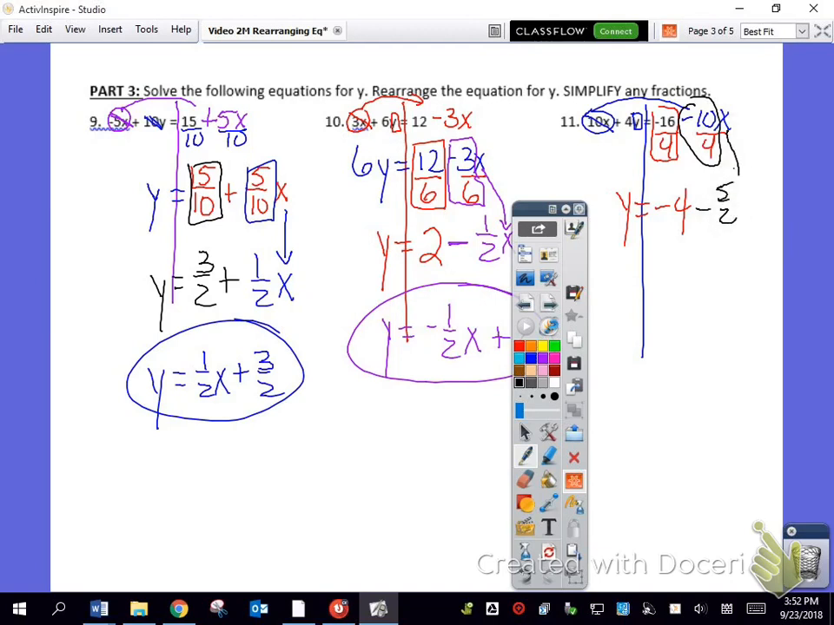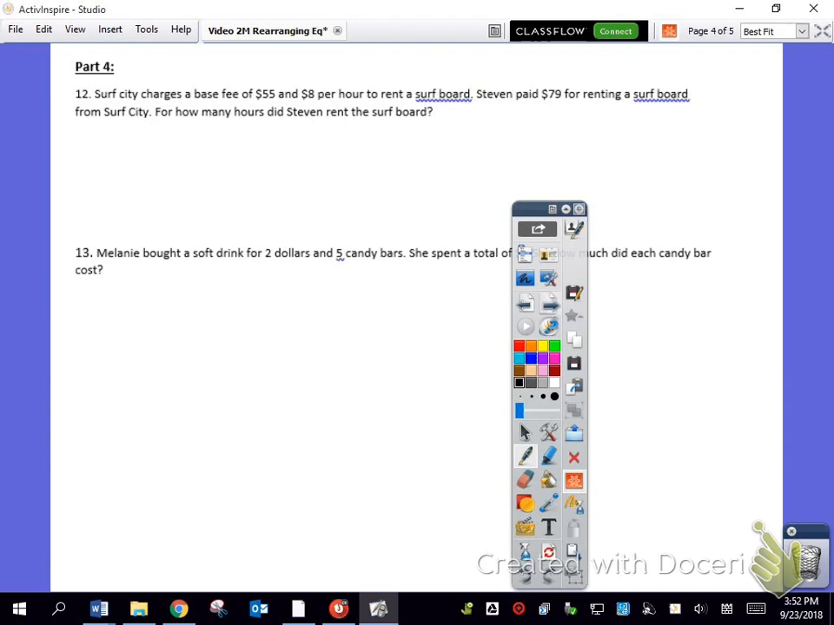Make sure you drop that x down. That x has to follow. This x has to be behind the correct fraction, or it will be wrong. So y equals negative 5/2 x, and then minus 4. And that is your answer. That's solving for y. On part 4, Surf City charges a base fee of $55.